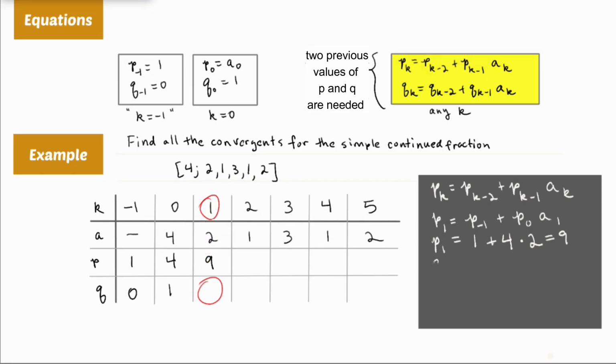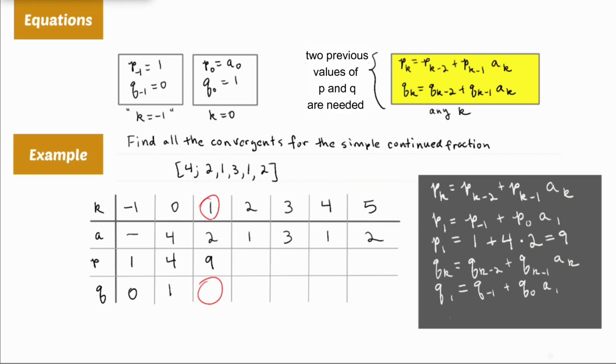The generic equation is q sub k equals q sub k minus 2 plus q sub k minus 1 times a sub k. When k equals 1, q sub 1 equals q sub minus 1 plus q sub 0 times a sub 1. Can you figure out what the values are? Hit pause and give it a try.